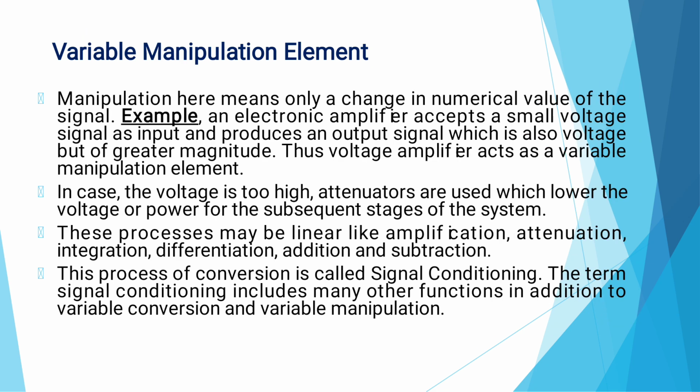Next is the variable manipulation element. Variable manipulation means changing the numerical value of the signal, that is amplification, attenuation, integration or differentiation. For example, an electronic amplifier increases the magnitude of a small voltage signal. This process we call signal conditioning. So signal conditioning improves the quality and usability of the signal.